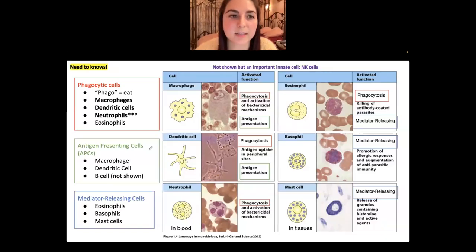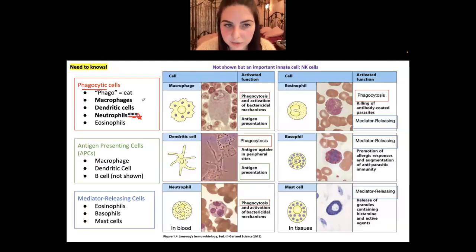So there's phagocytic cells, and I mentioned it yesterday at the end with the reticuloendothelial system, but phago means eat. So these are cells that literally engulf pathogens. They have the ability to change their cytoplasm to engulf and literally eat pathogens. The main phagocytic cell, and I put 3 stars next to it, is neutrophils. They're very, very good at phagocytosis.